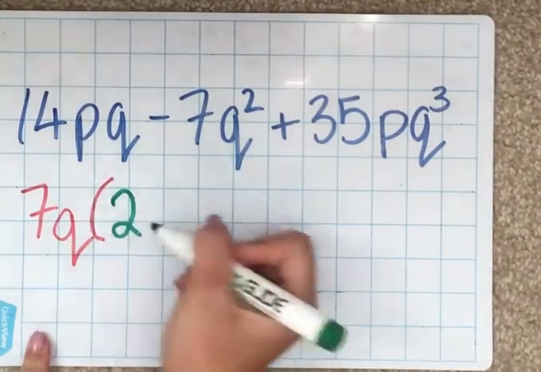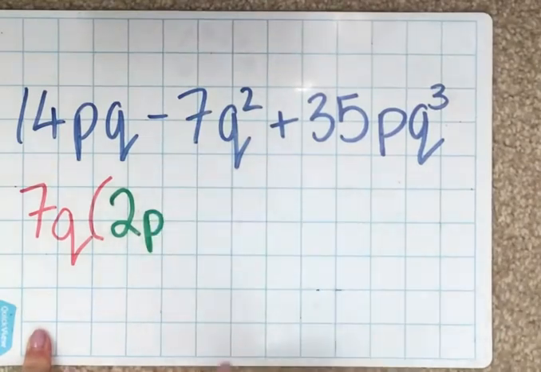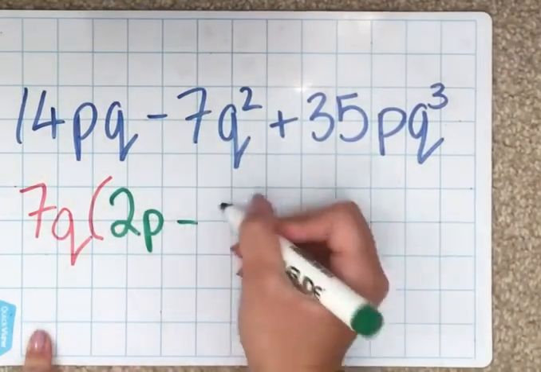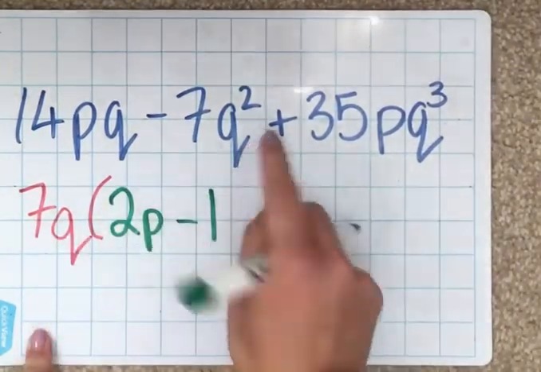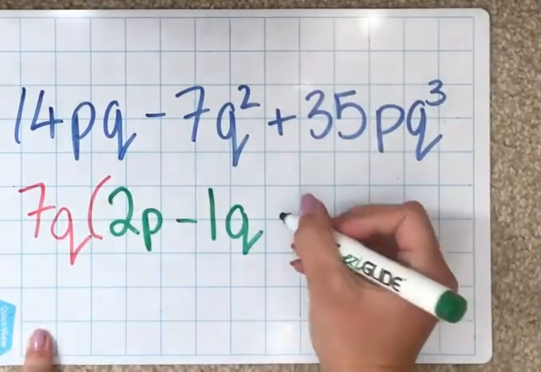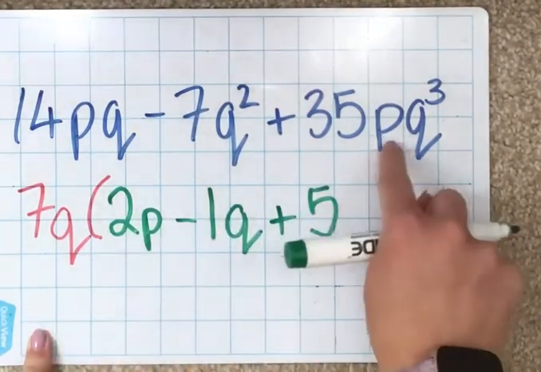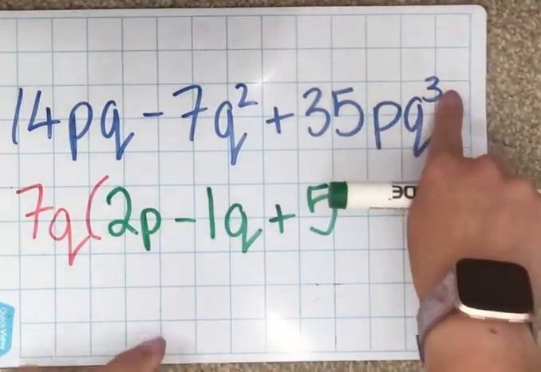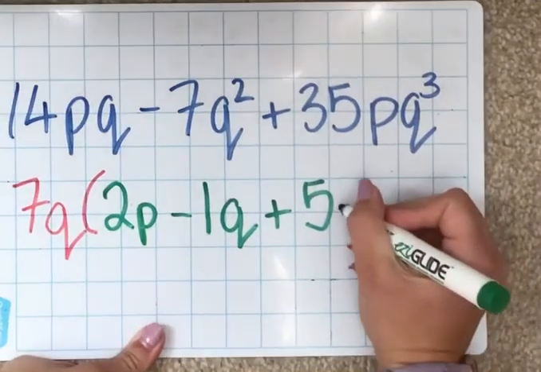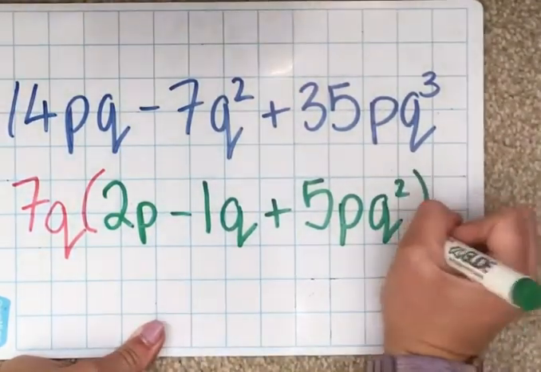Then I go through it stage by stage, so I'm saying 7 times what will give me 14, well that's 2. q times what will give me pq, well that's just p. 7 times what gives me 7? That's just 1. q times what gives me q squared? That is q. 7 times what gives me 35? Well, that's going to be 5. q times what gives me pq cubed? So if I think, first of all, I need that p. The q is then going to be squared, and then I close my brackets.